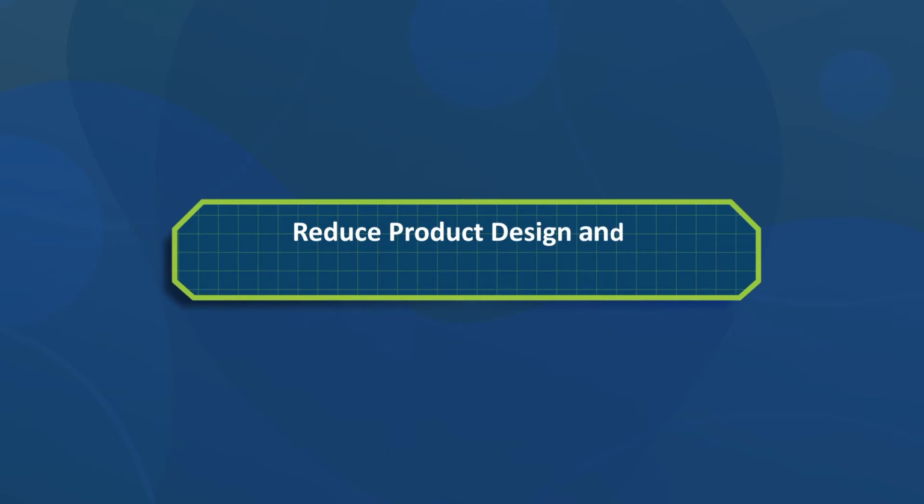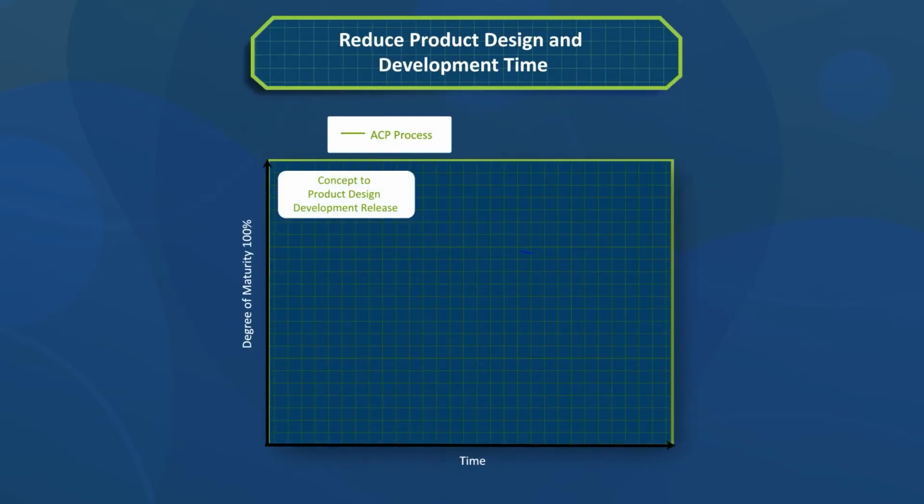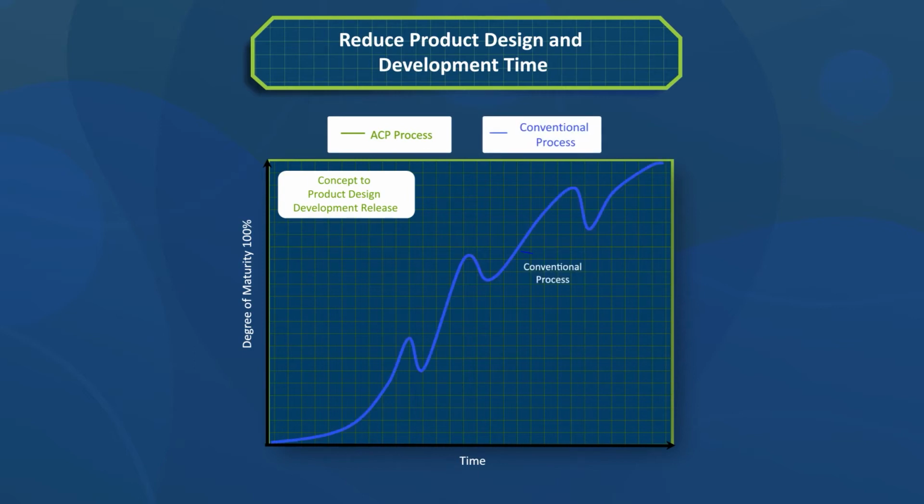Reduce product design and development time. If we look at a product's degree of maturity versus time, the following chart displays a blue curve, which represents a conventional product design cycle from concept to production. Every peak is at the end of each phase when the test and validation take place.